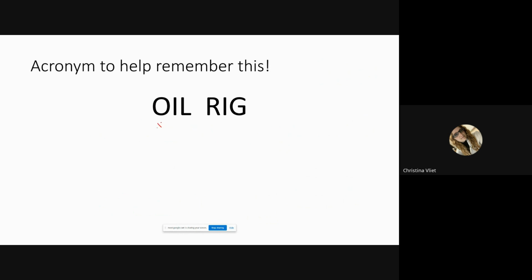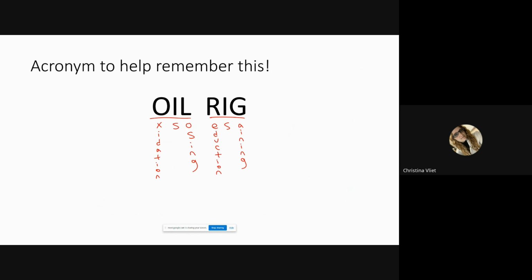OIL RIG stands for oxidation is losing. So I'm writing out the word. Oxidation is losing, and reduction is gaining. And like I said, the problem here is because electrons are negative, it's the opposite of what you would think. So that's why when you gain electrons, you actually get a reduction in charge. When you lose electrons, you get an increase in charge, which we call an oxidation. So you should write this down.